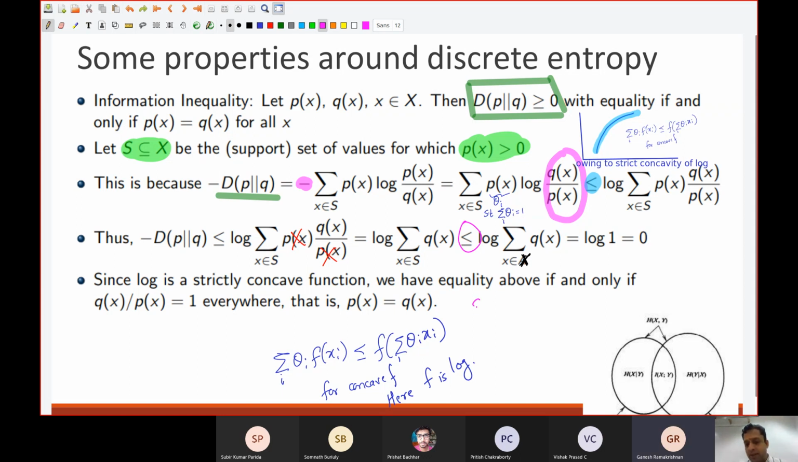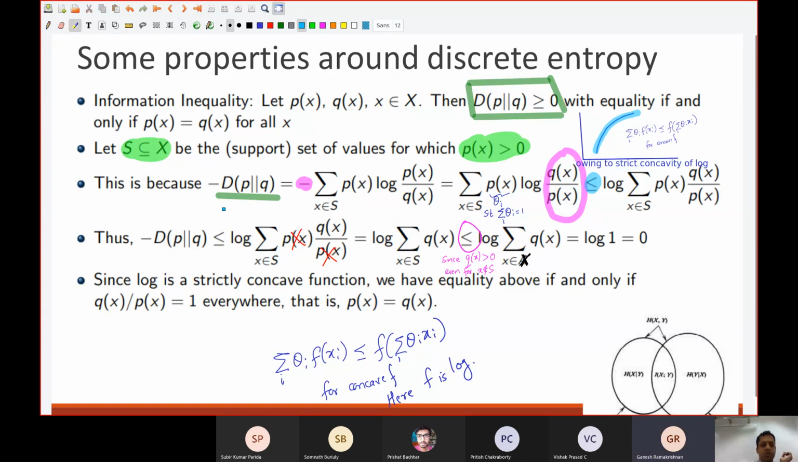since qx would be 0 even for all the x that are not in S, that's the support set S. So when I now add back all the points, I have less than or equal to the log of the summation of qx, which is basically 1, the log of 1, which is 0. So basically, you have proved that the negative of the KL divergence is less than or equal to 0. Is that clear?